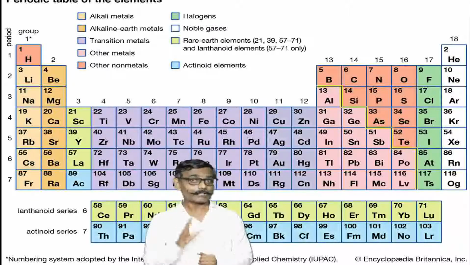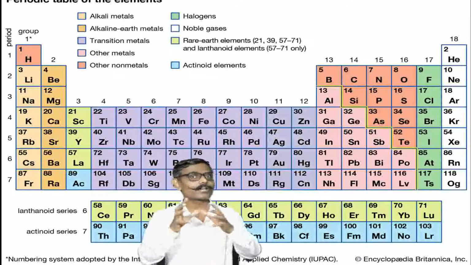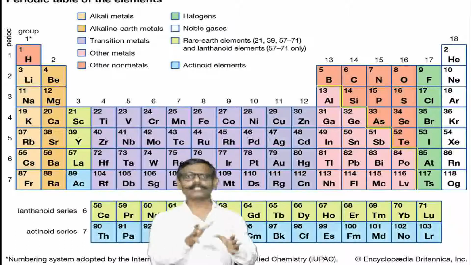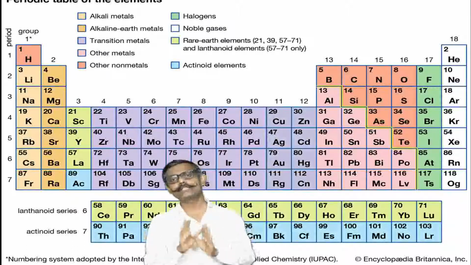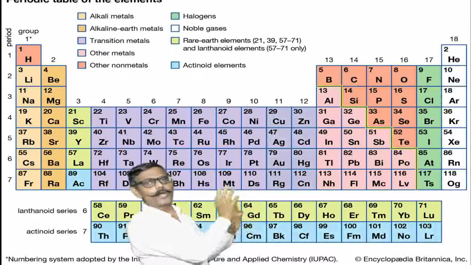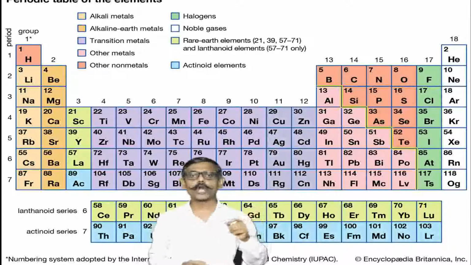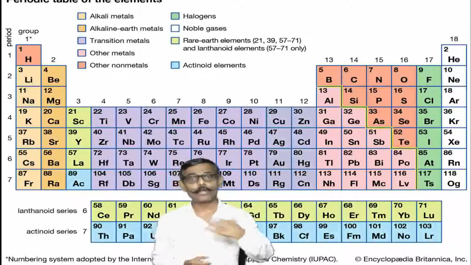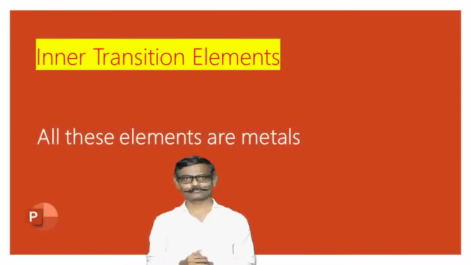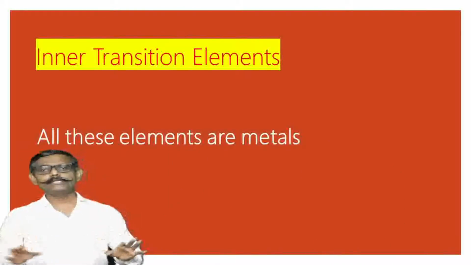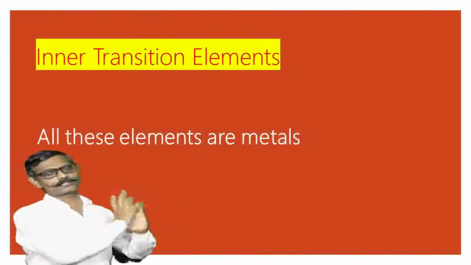Actually, the father of modern chemistry, Antoine Lavoisier, gave us this kind of terminology. But afterwards, considering the argument, IUPAC decided to label these elements, these groups, as lanthanoids or lanthanons, actinoids or actinons. Are you following what I am saying? All these elements are metals.